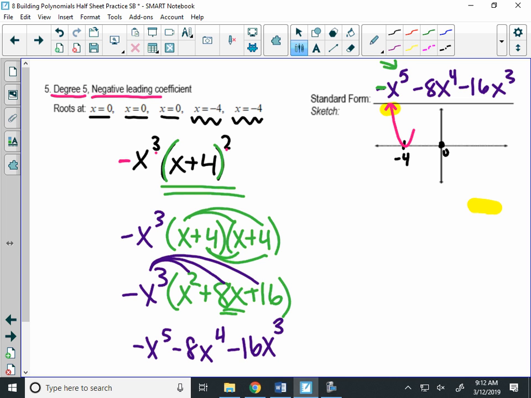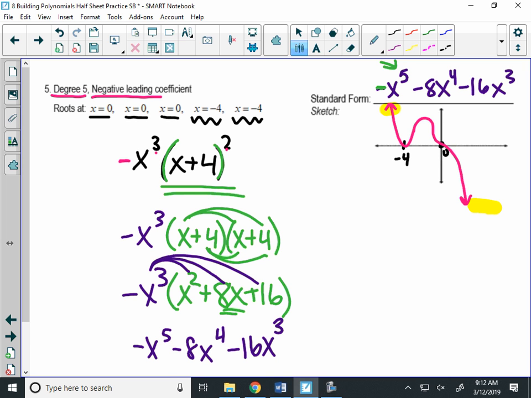Now at 0, I have a multiplicity of 3. So I'm going to come down and look cubic through that root, which means that you flatten out when you get to the x-intercept and continue going straight down. That is the sketch of your 5th degree polynomial.